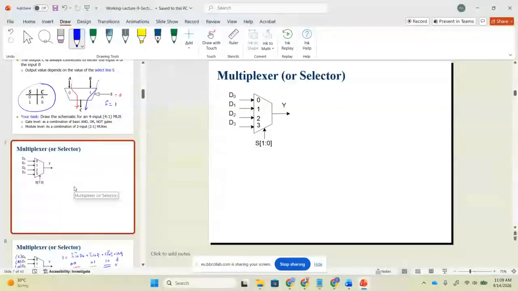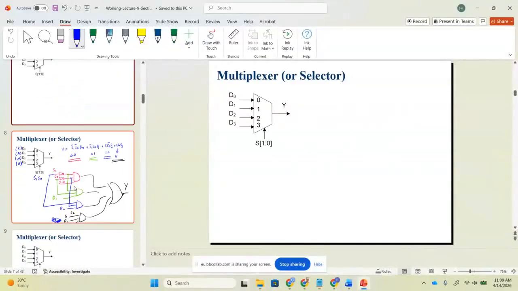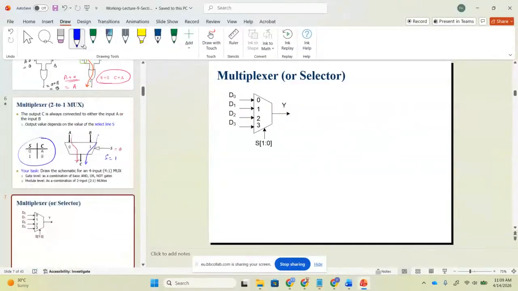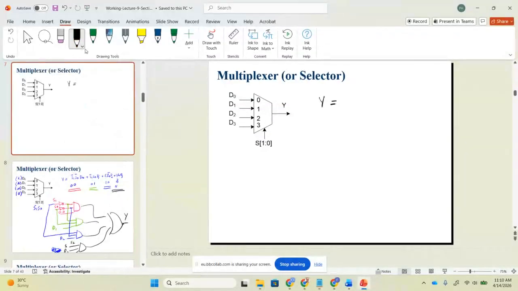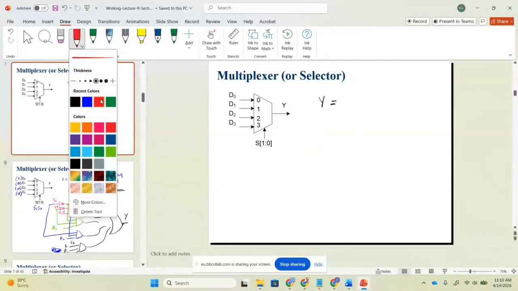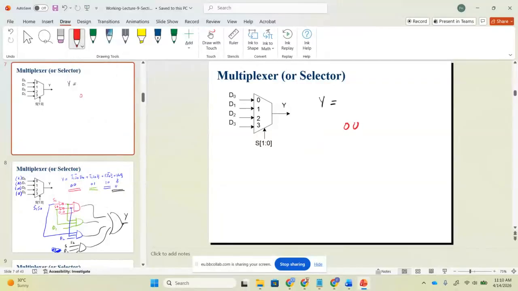Now I'm using different colors. So I want to draw the gate level diagram of this thing. So can I write something like this? Now I'm using Y. So Y is my output. And now using the green, red. If it is 0 0, can you see here? This is 0 0. The first thing that will pass is D0. So it means actually it will be S1 bar, S0 bar and D0.